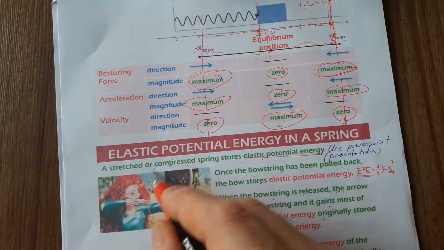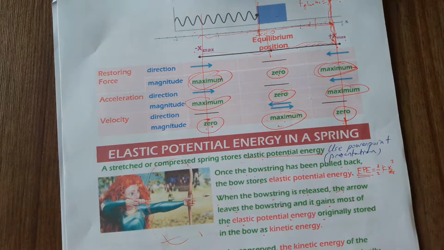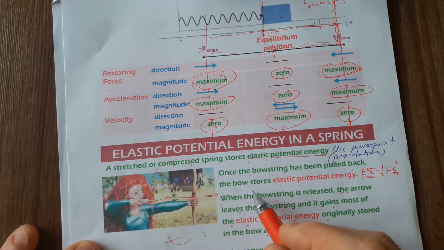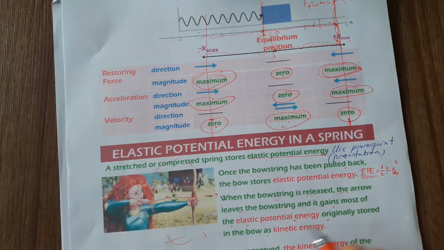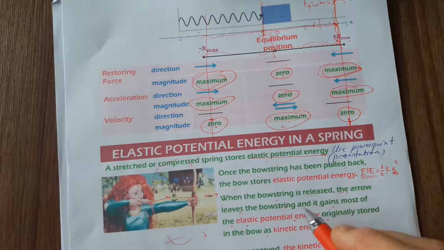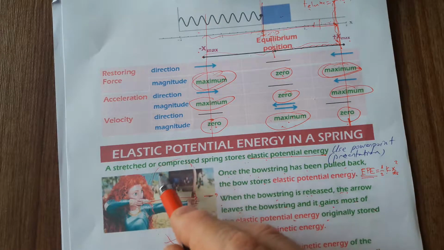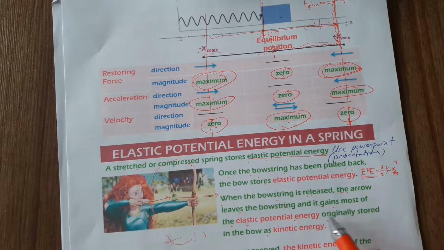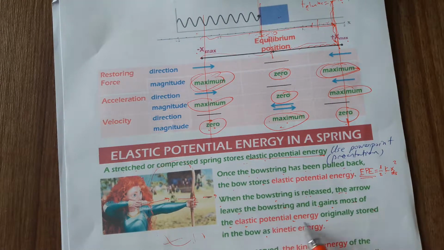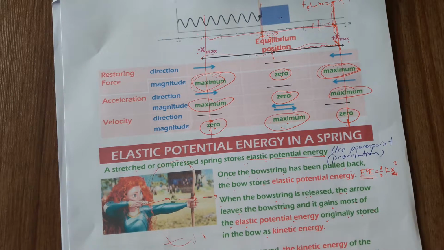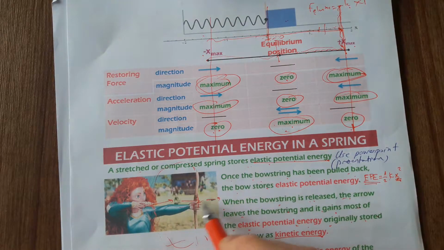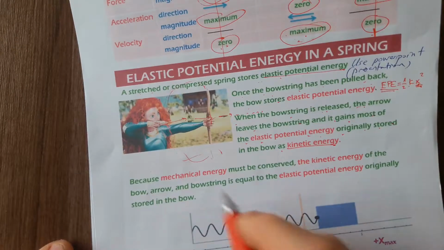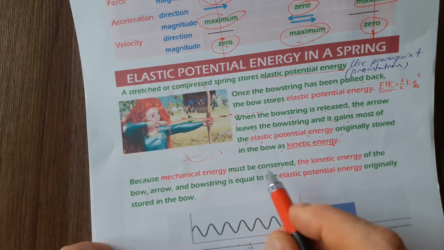So originally, elastic potential energy is stored in the bow. When you release, the arrow starts to move, and as it moves, it gains most of it. Why most of it? Because still some of the energy will be stored in the bow and bowstring. So most of the elastic potential energy originally stored in the bow is converted to kinetic energy of the arrow, because the mechanical energy must be conserved.